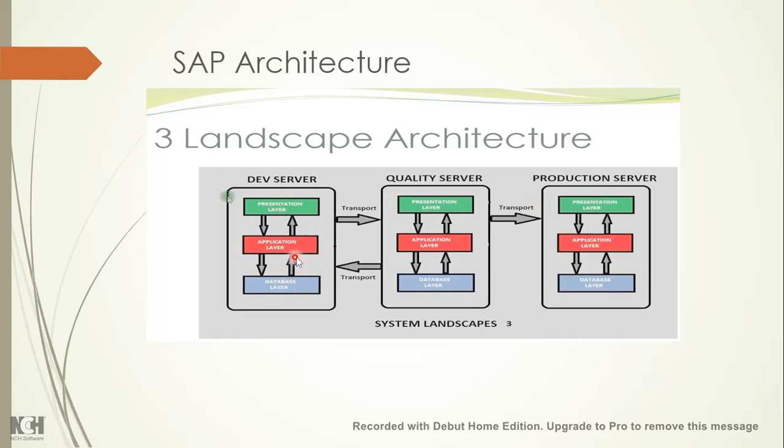From a layman's perspective, when we talk about dev, quality, and production server, all the development activity will happen in this system landscape. Once development is done, it is sent to the quality server for testing by the end user. And once testing is done, it gets transported to the production server. Any defect found in the quality server during testing needs to be worked on again in the dev server and sent back to the quality server for further testing.